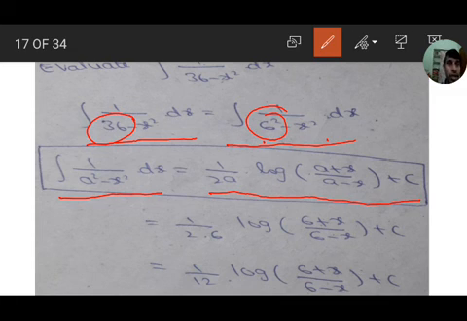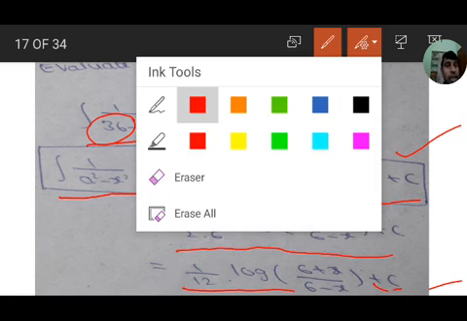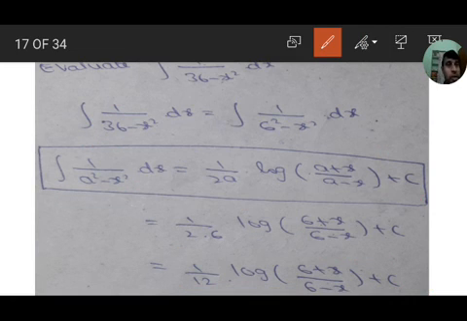1 by 2a into log of a plus x by a minus x plus c, the formula, where a square means 6 square, a means 6. So 1 by 2 into 6 log of 6 plus x by 6 minus x plus c. 2 into 6 means 12. So 1 by 12 into log of 6 plus x by 6 minus x plus c. In these problems, the formulas are very important.